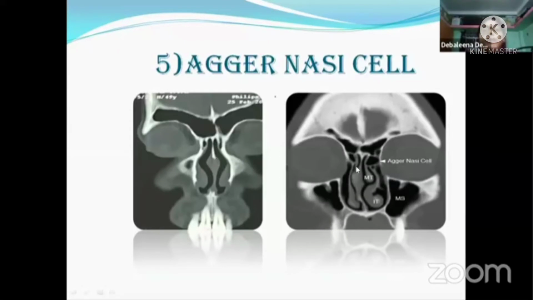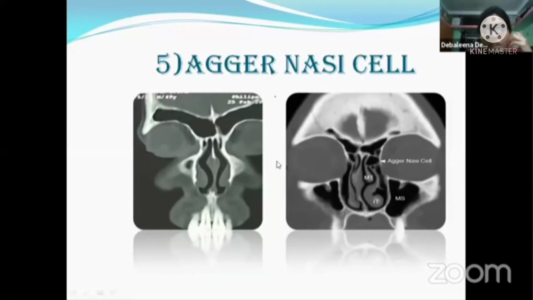So now this is the Agger nasi cell. What is an Agger nasi cell? An Agger nasi cell is the most anterior ethmoidal cell, which pneumatizes the frontonasal process of the maxilla. So these are two different cuts. So why have I given these two?